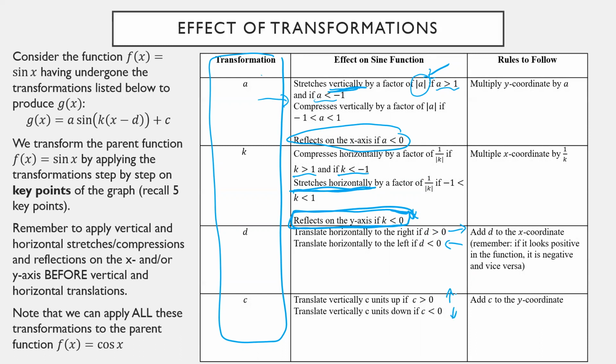Pretty simple. So as I mentioned already, you normally want to apply the transformations by applying them to the 5 key points. You wouldn't want to do this for every single point, 30 degrees, 60 degrees, that would take way too long. Focus on the key points, and then you can have a pretty good graph, I would say, for the transformation there. And as always, you want to apply the vertical and horizontal stretches and compressions, as well as the reflection on the x or y axis, before you start translating vertically or horizontally. And again, whatever transformations we can apply to the sine function, you can apply to the cosine function.